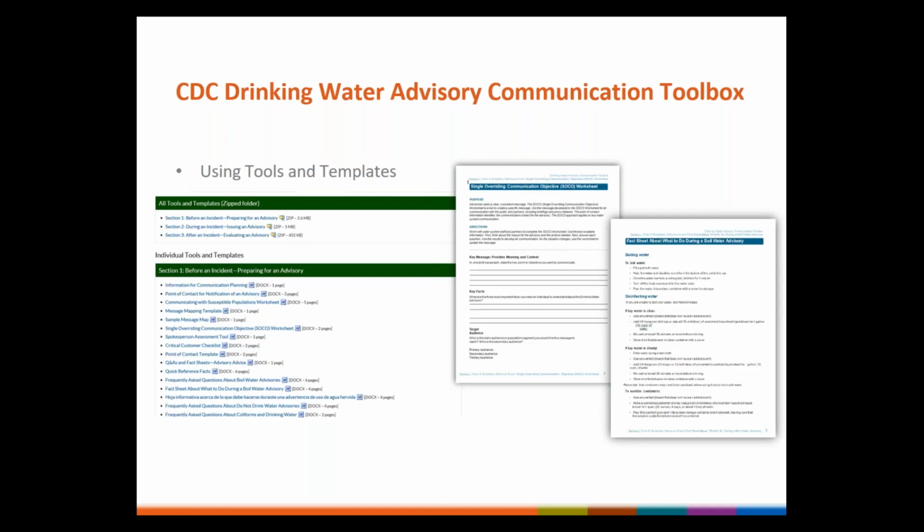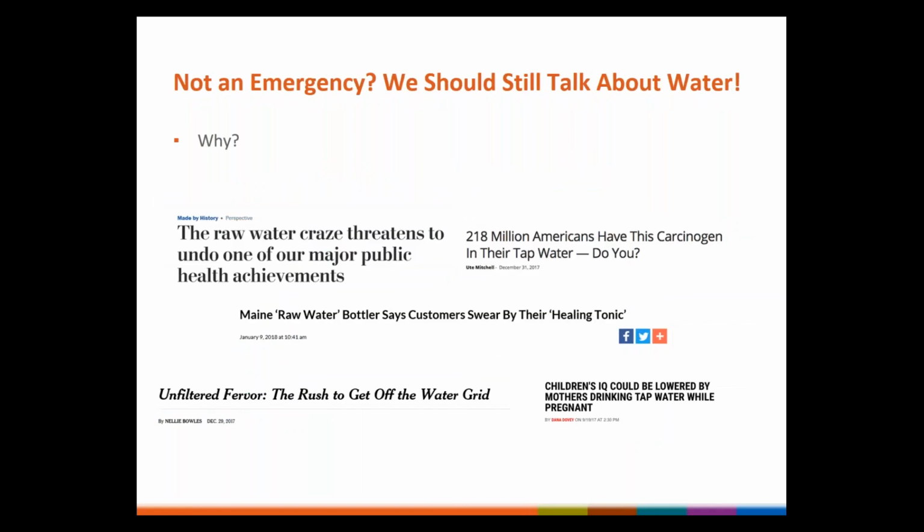So thank you. Finishing up, just thinking about general communication. Not in an emergency situation, it's still important to talk about the water. And again, you see these kinds of messages all the time: people talking about raw water, people talking about trying to get off the water grid. Which says that there's important work we still need to do to talk about water and what we're doing every day, what you're doing every day, to make it safe.